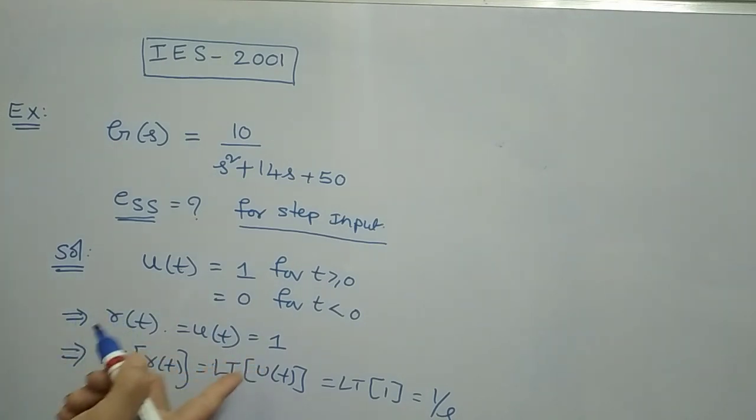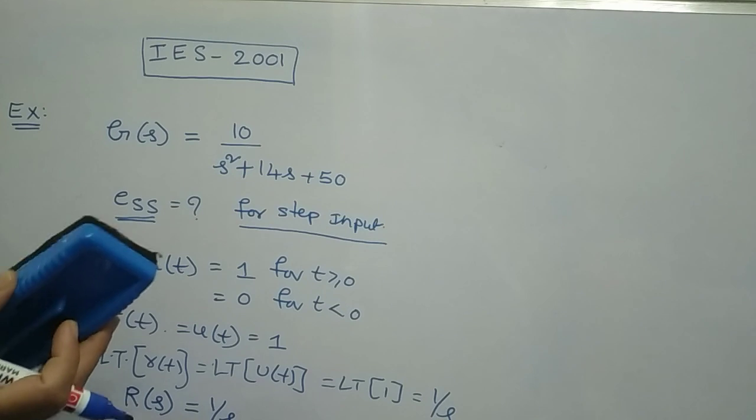Why? Because you take the definition. Remember that L of r of t is nothing but capital R of s. Clear? Capital R of s. Therefore, capital R of s is equal to 1 by s. This you must remember, and substitute the R of s equal to 1 by s value in the definition of the steady state error. So what is the steady state error?